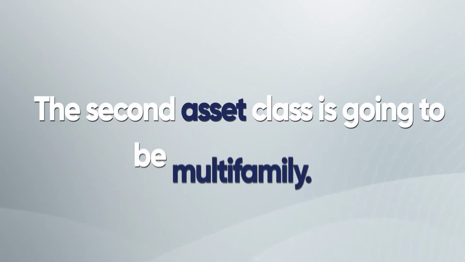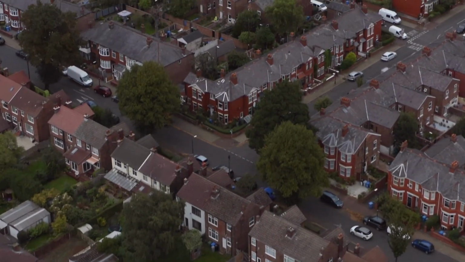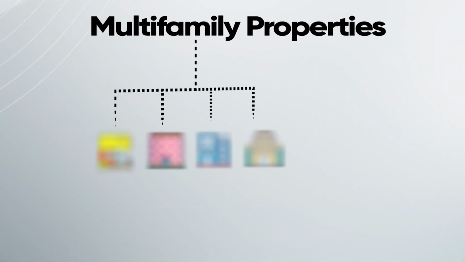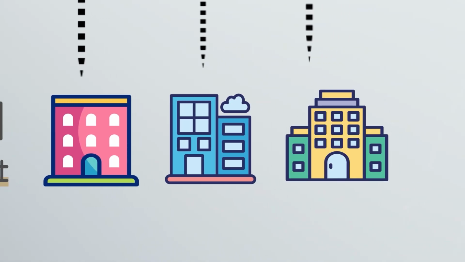The second asset class is going to be multifamily. Multifamily has always been popular with investors, but it's cooled off a bit since interest rates went up at the time of shooting this video. Multifamily properties are properties that are 5 units and up. They include garden apartments, low-rise apartments, mid-rise apartments, and high-rise apartments.